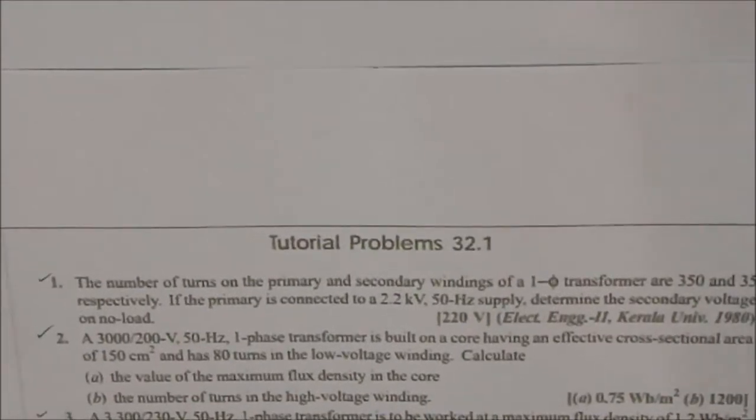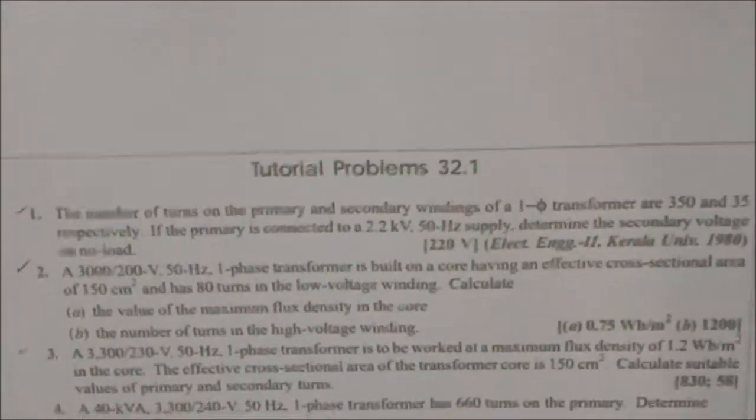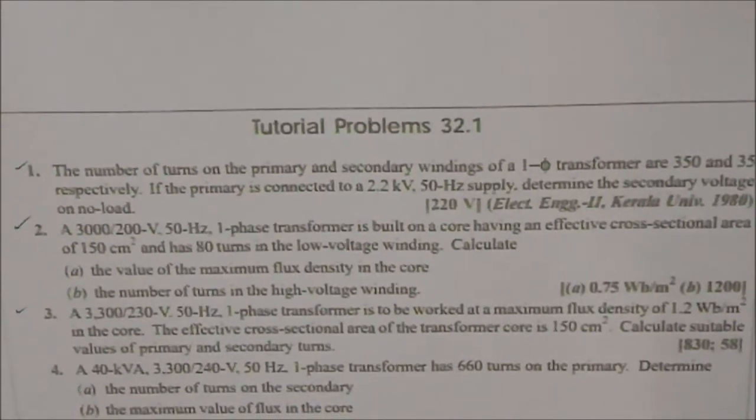So, number 2. Number 2 is a 3,000 to 200 volts, 50 Hz. So, ibig sabihin, step down siya. A single-phase transformer is built on a core having an effective cross-sectional area of 150 cm squared and has 80 turns in the low-voltage winding. Calculate A, the value of the maximum flux density in the core, and B, the number of turns in high voltage winding.